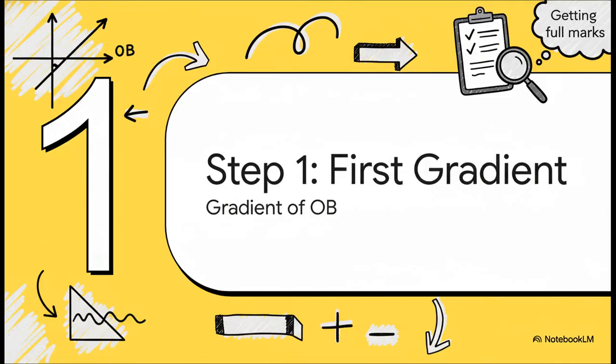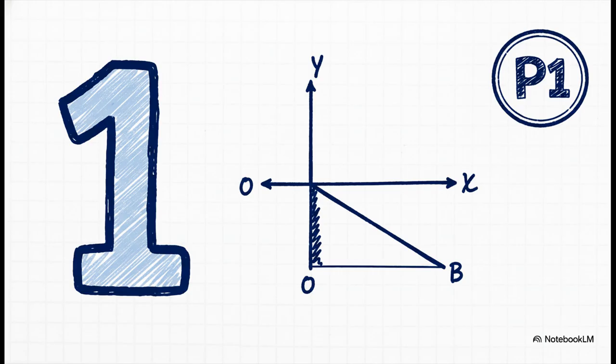The mark scheme always kicks off with the most logical first move. For this problem, that's finding the gradient of the line OB. This is the bedrock, the foundation that we're going to build everything else on. So to lock in our very first process mark, that P1, the task is crystal clear. We've got to correctly calculate the gradient of the line that connects the origin, O, to the point B.